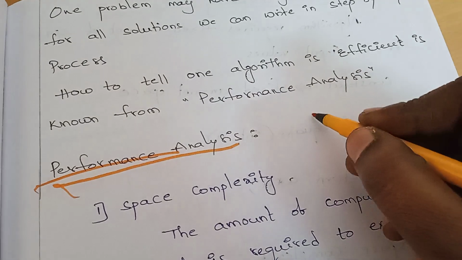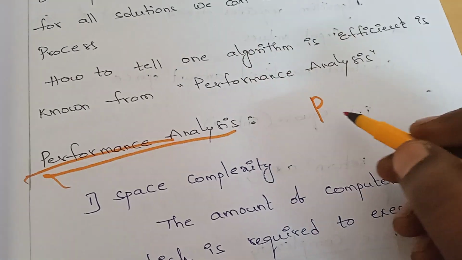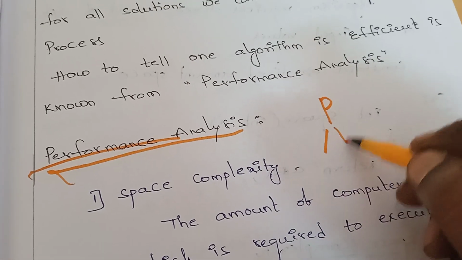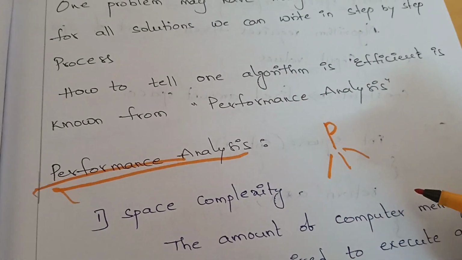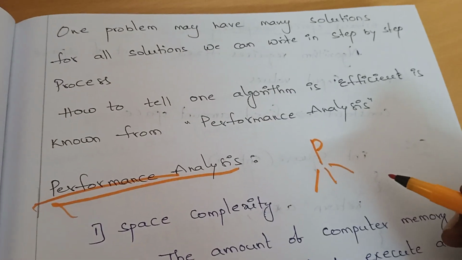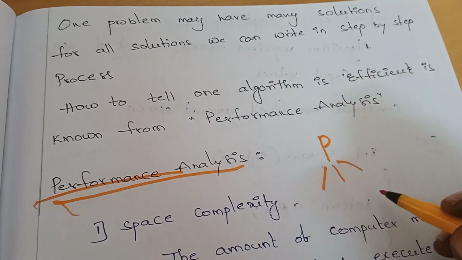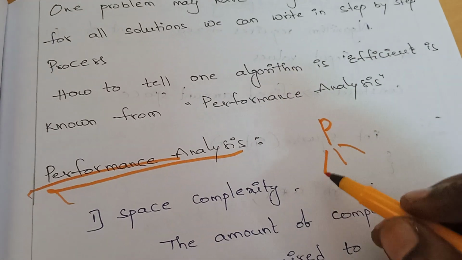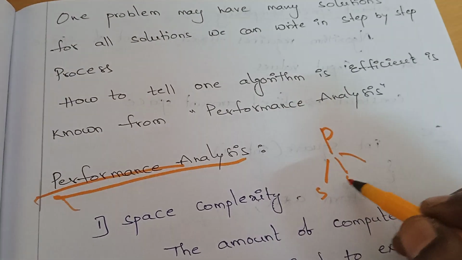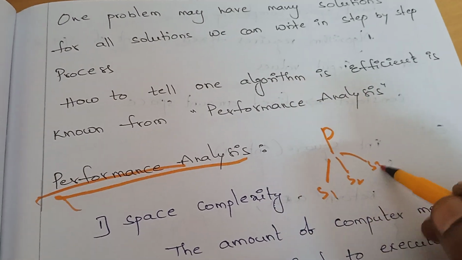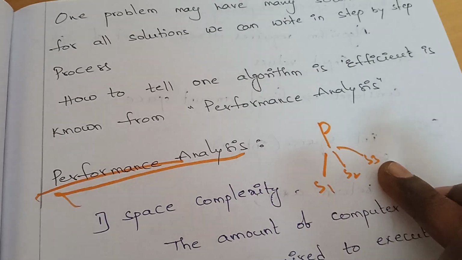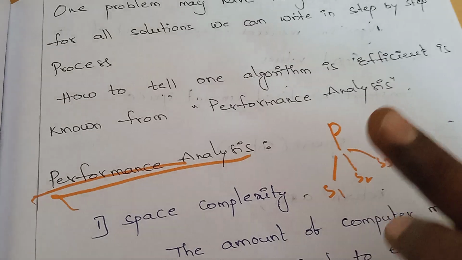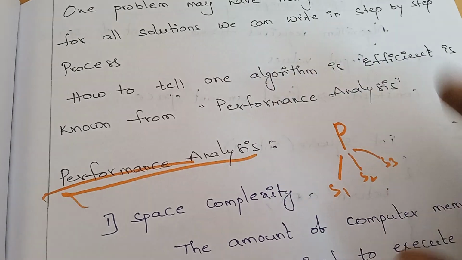Usually if I'm given one problem, this problem will have many solutions, right? For all solutions we can write a step by step process, that is an algorithm. So this is one solution, two solution, three solution. For all these three you can write a step by step process. All these three are different solutions to fulfill this problem.